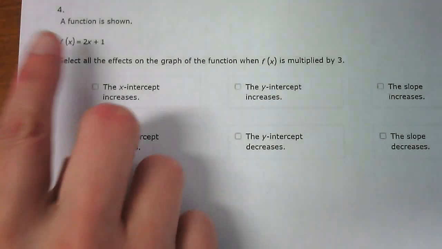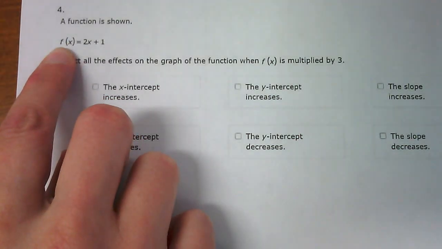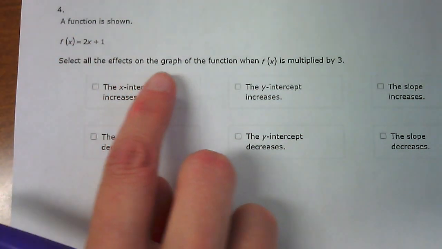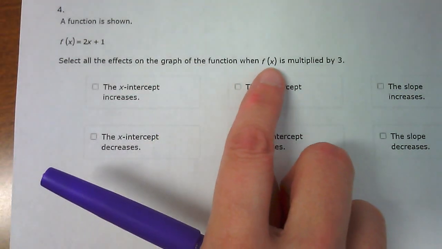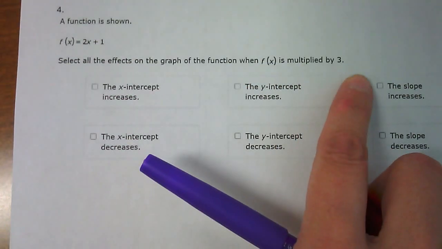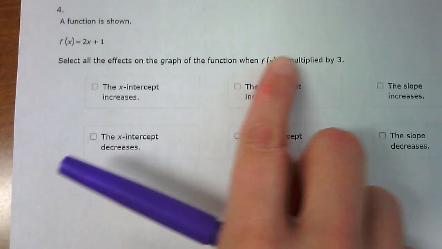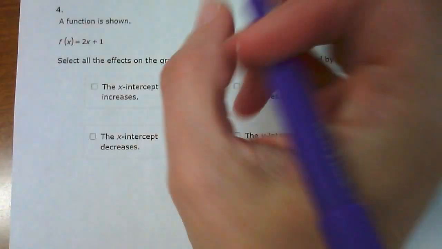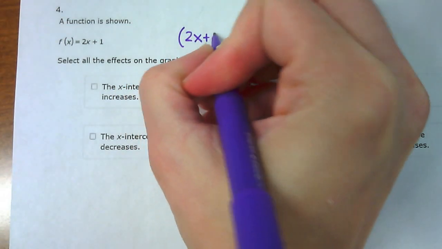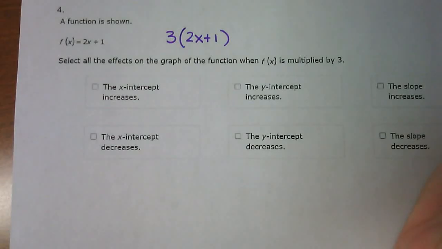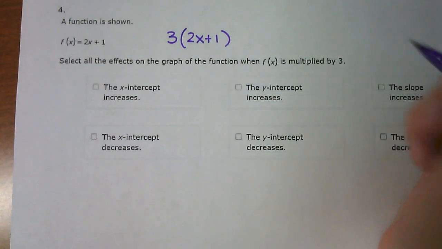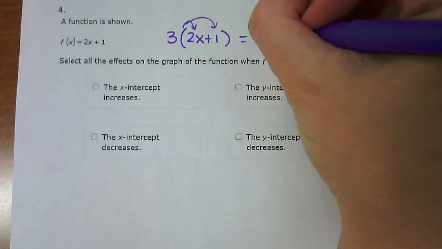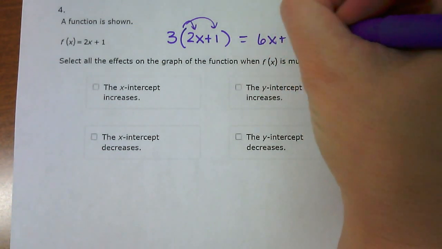All right, for this question, we have f of x, this means it's our function, is equal to 2x plus 1. It says select all the effects on the graph of the function when f of x is multiplied by 3. So this is meaning the entire function is being multiplied by 3. So that's like if I took all of this and I put a 3 on the outside of it. Okay, what would happen if I were to distribute that? It would become 6x plus 3.